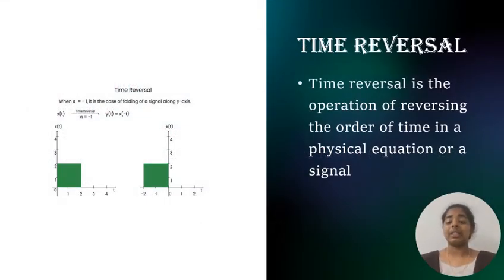Now let's discuss time reversal, the third operation on a signal. What do you mean by reversal? Reversal means reversing the time. Time reversal is an operation of reversing the order of time in a physical equation or a signal. As you see, a signal in the first quadrant is shifted into the second quadrant. If the signal is in the second quadrant, it is shifted into the first quadrant, and vice versa.